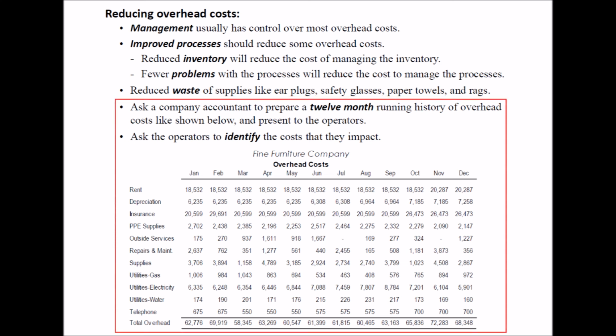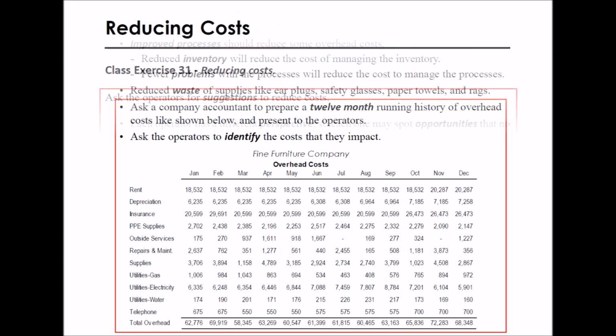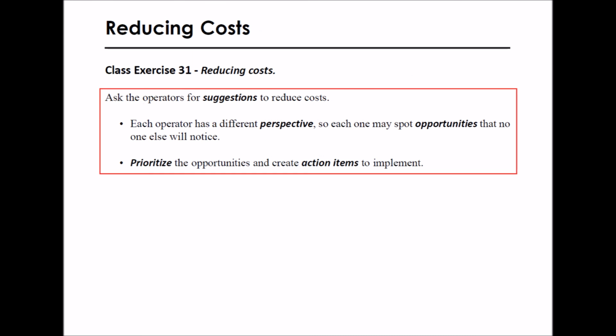Ask a company accountant to prepare a 12-month running history of overhead cost, like shown below, and present to the operators. Ask the operators to identify the costs that they impact. In Class Exercise 31, the operators are asked for suggestions to reduce cost. Each operator has a different perspective, so each one may spot opportunities that no one else will notice. Prioritize the opportunities and create action items to implement.